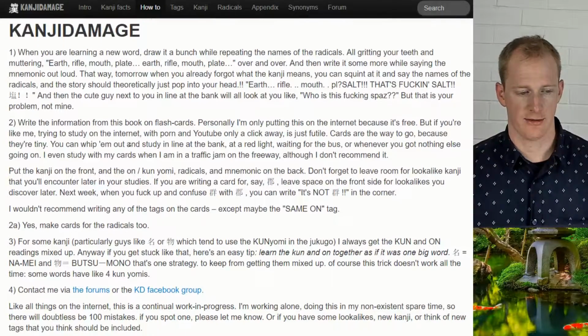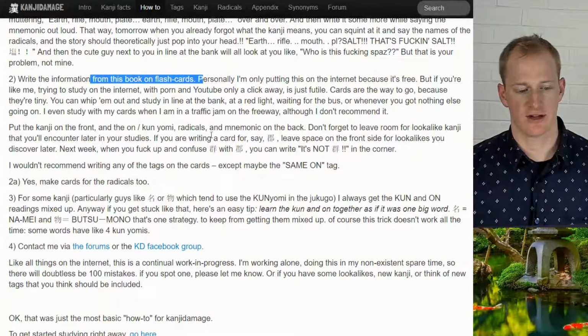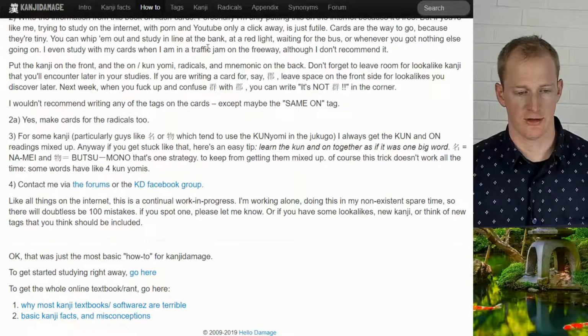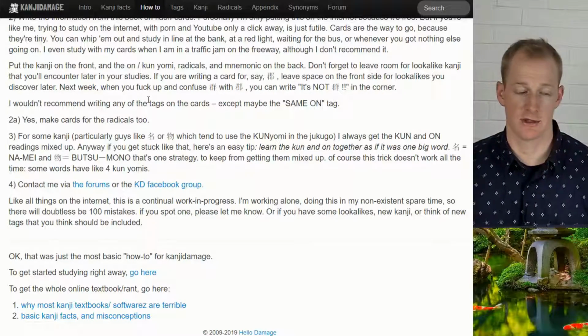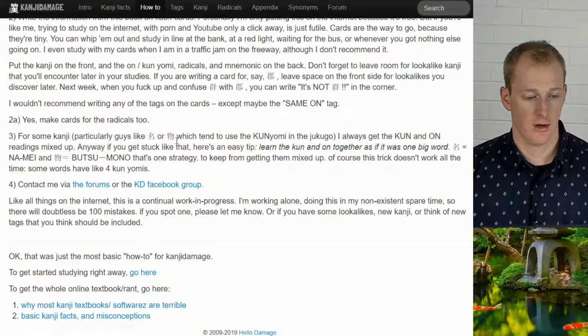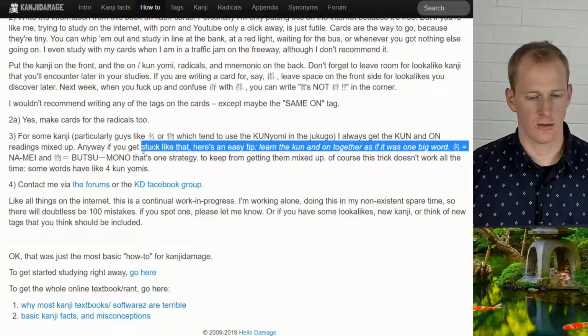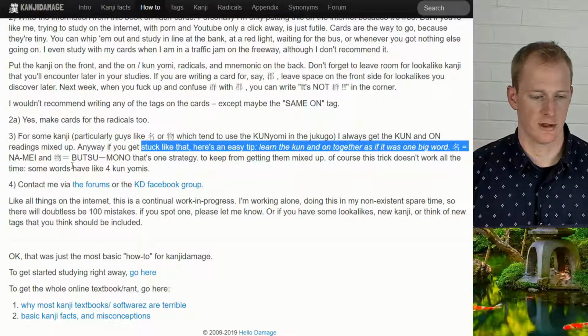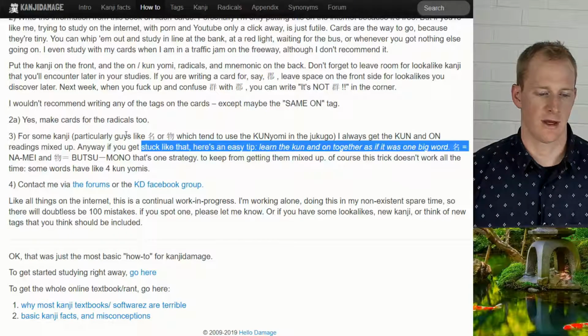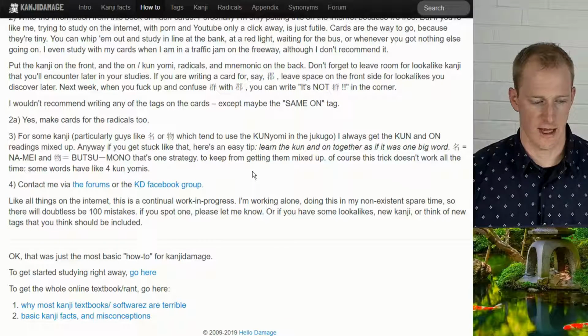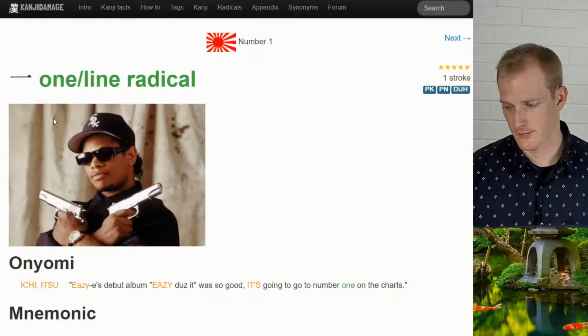Okay, earth, rifle, mouth, you know, it's going to help you remember. Flashcards, I'm not really going to go into this. I think he gives some good tips here, but really just putting it in your flashcards. And this technique I wouldn't really recommend, so I'm not going to go through it, but I think it's just adding an extra level of abstraction, which is not that good. Okay.